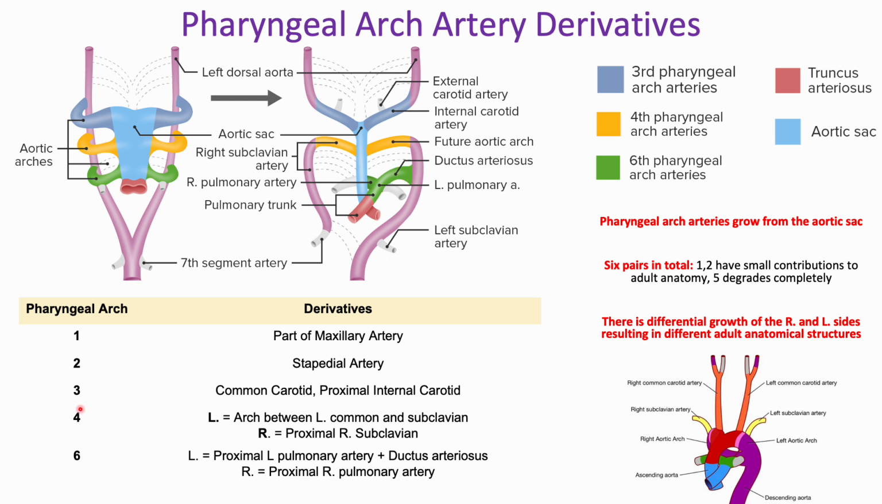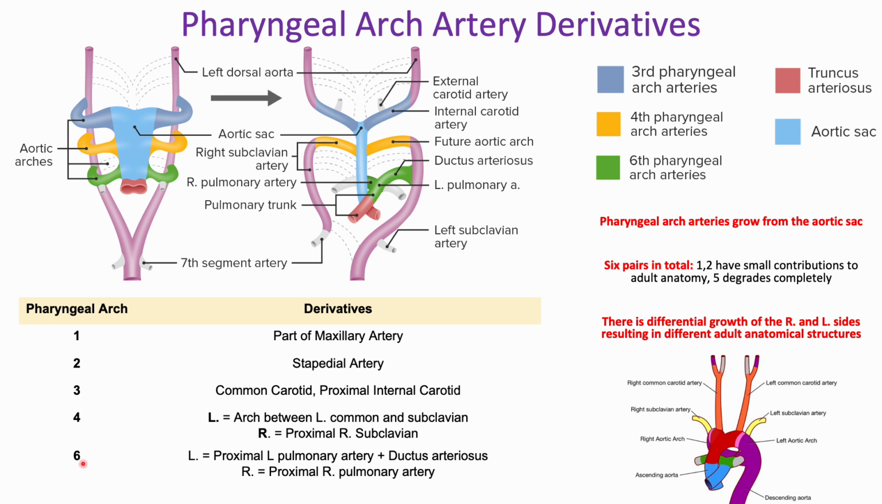For pharyngeal arch 4, this is where we start to see a little bit of differentiation between the left side and the right side. On the left side, it's going to give the region between the left common carotid and subclavian. Over here, we have the left common carotid, we have the left subclavian, and that region of the aortic arch just in between is derived from the 4th pharyngeal arch. On the right side, it's going to give the proximal subclavian. I know it's a little difficult to see here, but in pink you have the brachiocephalic vein, and then it gives off the right subclavian. That proximal region of the right subclavian is derived from the 4th pharyngeal arch.